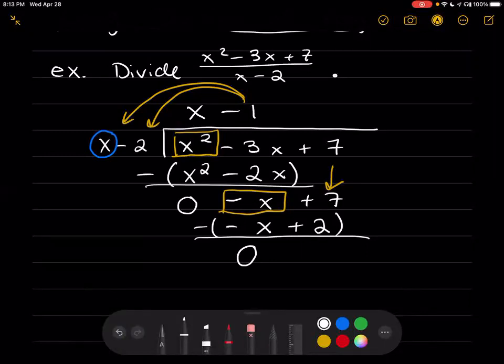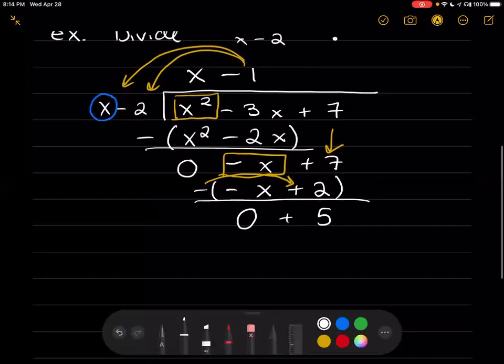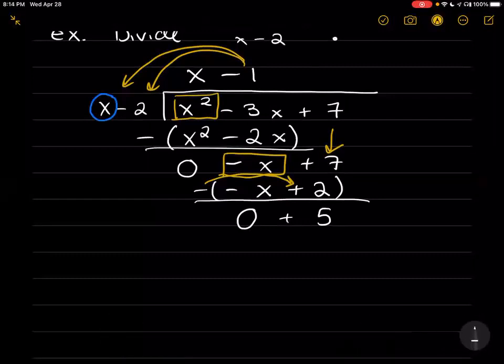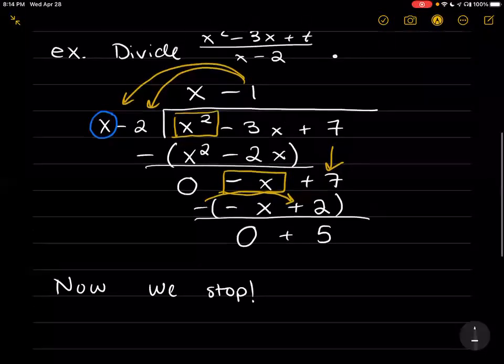And then that right there, so that's going to be minus 2. So 7 minus 2 is 5. So plus 5 right there. Now we stop. We stop because 5 doesn't have any x's.